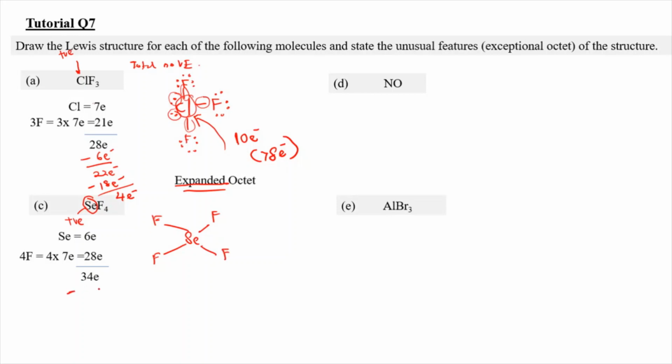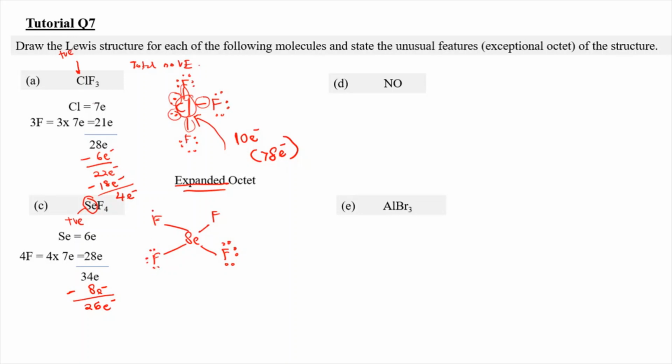So we have used up 8 electrons in order to make the bonding pairs. So 34 minus 8 is going to become 26 electrons. And then the 26 electrons are used to complete the octet at the terminal atoms. So 1, 2, 3, 4, 5, 6.